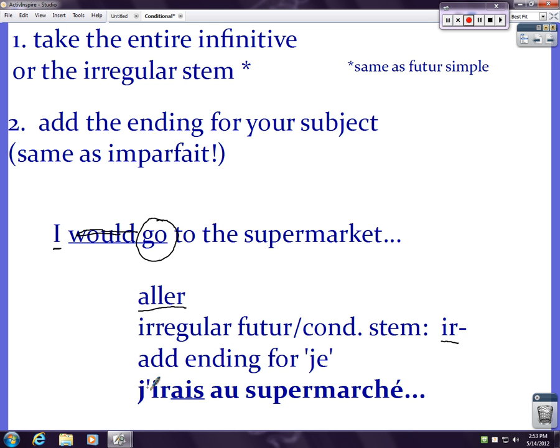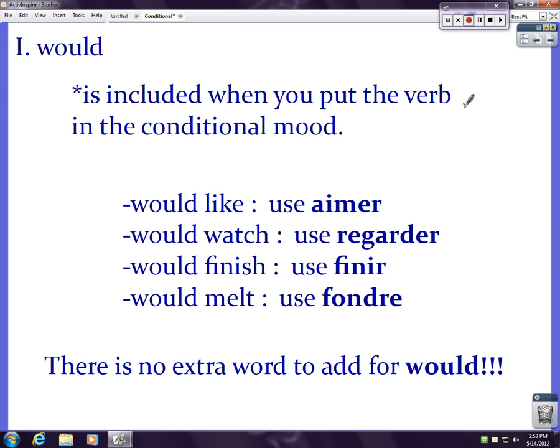So here we go. J'irais au supermarché. This one word here, irais, means would go because the would is included because I put it in the conditional. So j'irais au supermarché. I would go to the supermarket. So what you need to remember about would is that would is included when you put the verb in the conditional, and you just go to the next verb to figure out what verb to use in the infinitive.